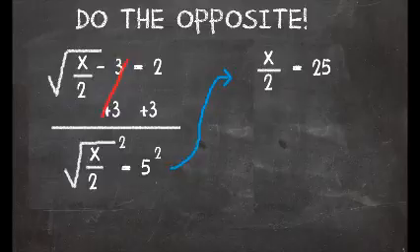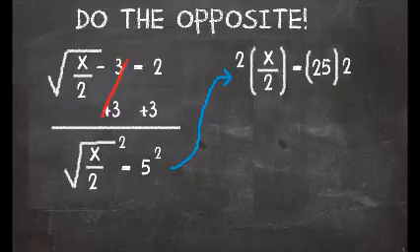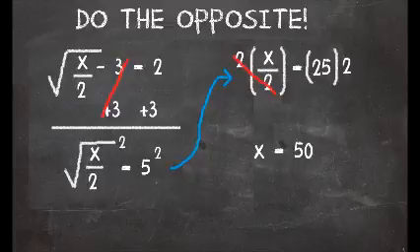Our x is still not alone though. The variable is being divided by 2. Now what is the opposite of division? That's right, multiplication. Now multiply both sides by 2, which brings the 2 over to the other side, finally getting x alone and giving us our final answer of x equals 50.